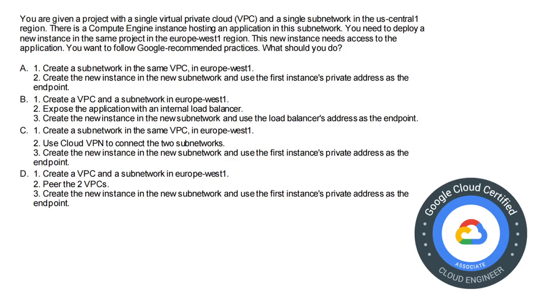Okay. Moving on to the next question, you are given a project with a single virtual private cloud and a single subnetwork in the US Central 1 region. There is a Compute Engine instance hosting an application in the subnetwork. You need to deploy a new instance in the same project in the Europe West 1 region. The new instance needs access to the application. You want to follow Google's recommended practices. What should you do? So the correct answer for this question is option A. That is, first of all, you will create a subnet in the same VPC in Europe West 1, create the new instance in the new subnetwork and use the first instance's private address as the endpoint.